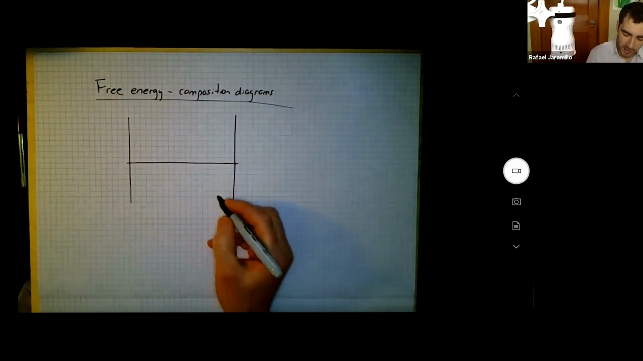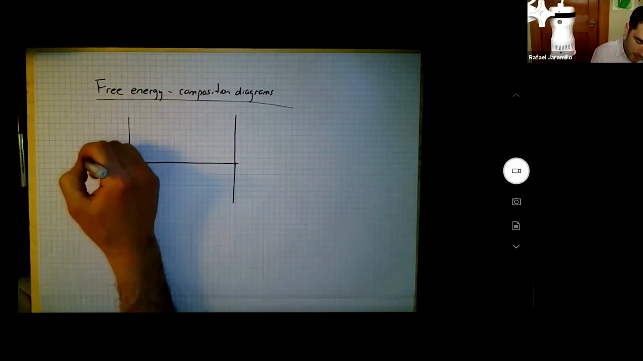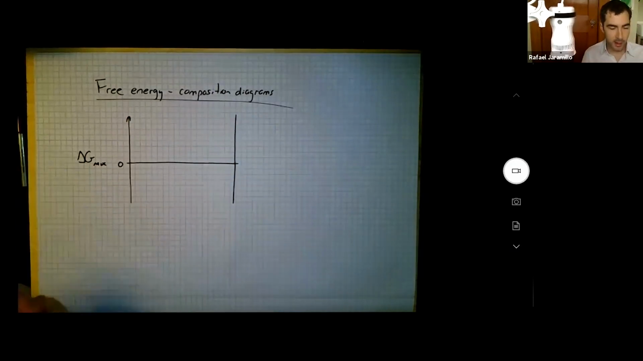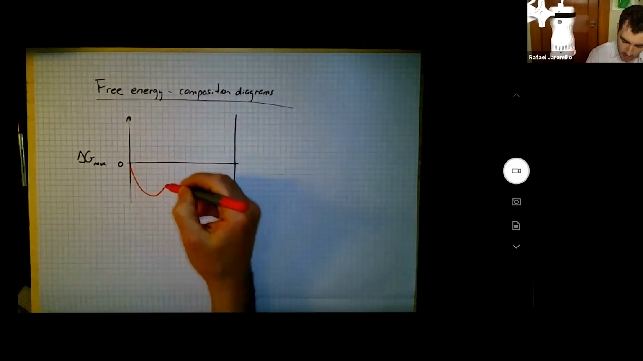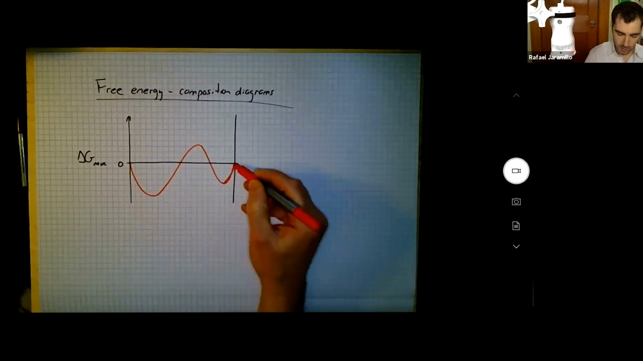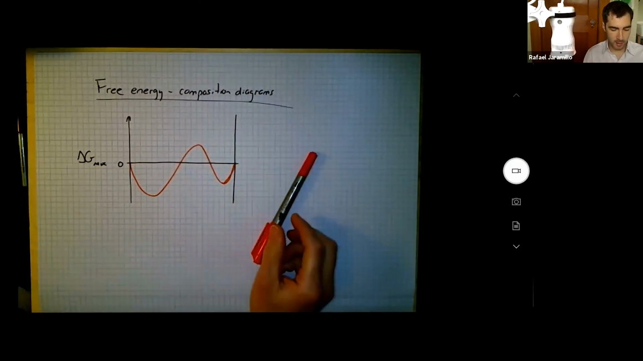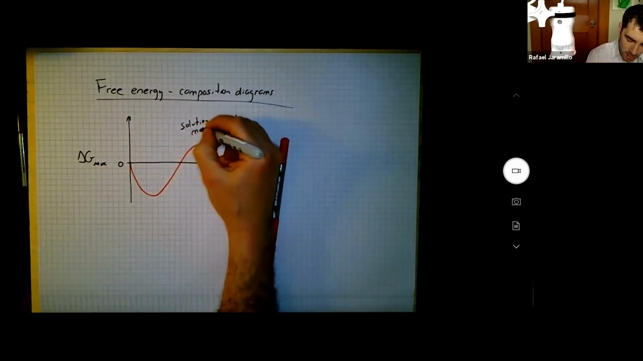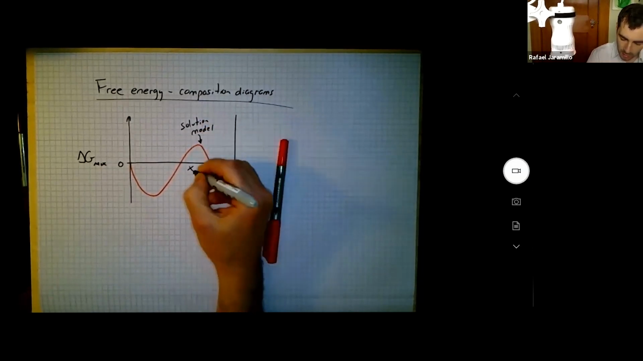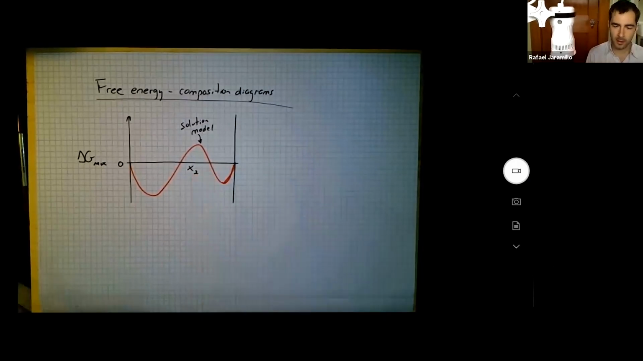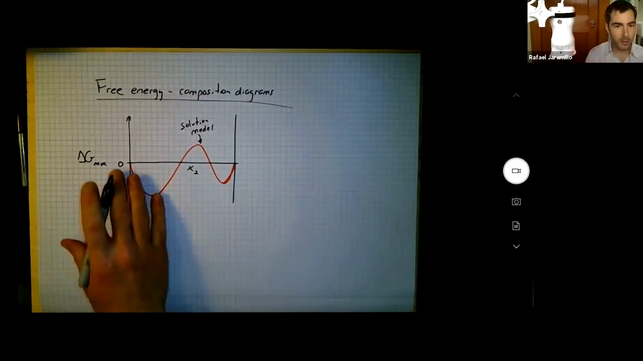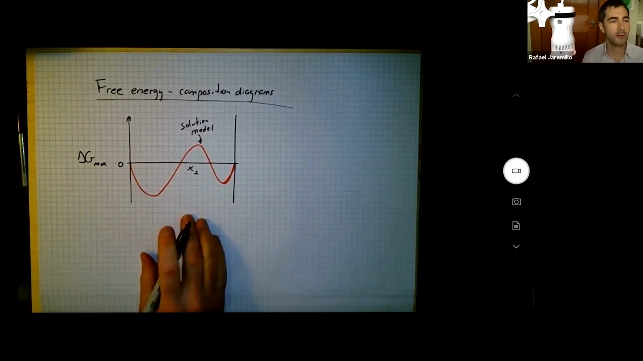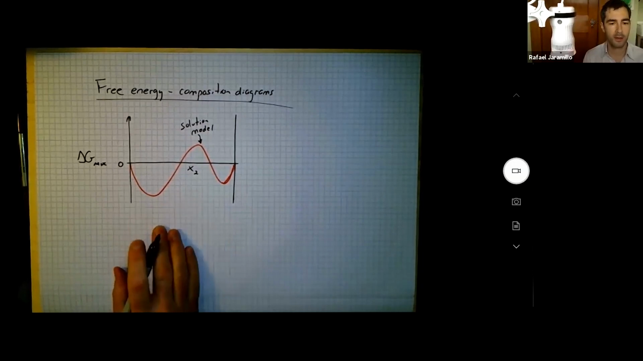So we have here something like delta G of mixing. Let's draw this generically. And sort of draw a curve, right? That could be a solution model. This is the x-axis, x of 2. The solution model comes from somewhere. We'll talk about that. And it allows you to make very specific predictions. It allows you to build binary phase diagrams, and we'll talk about that.